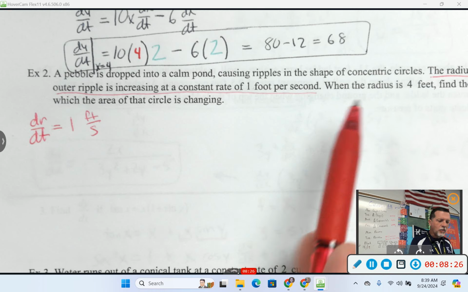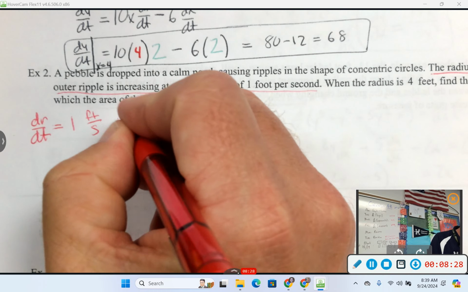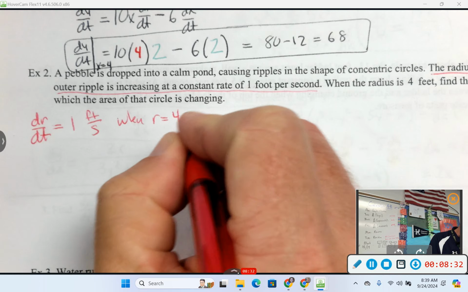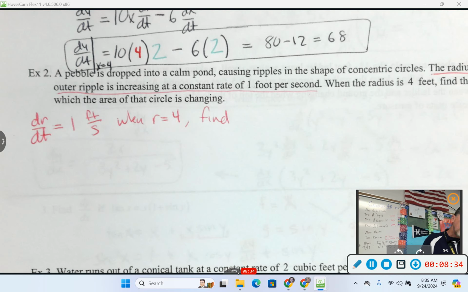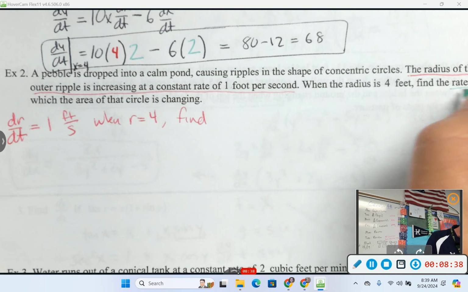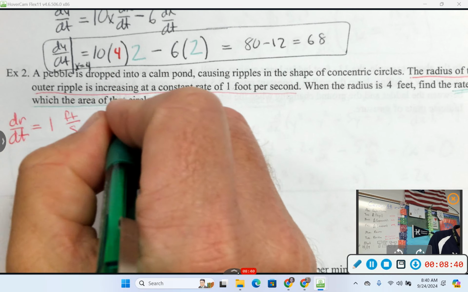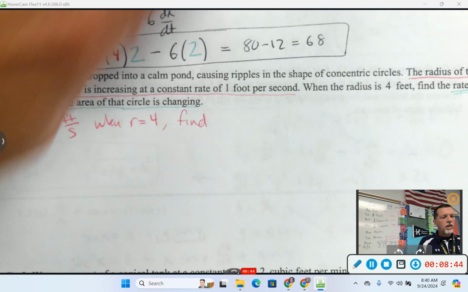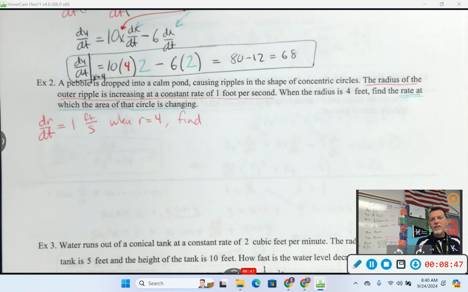When the radius is 4, okay, so there's an easy one. When r equals 4, find the rate at which the area is changing. Okay, rate is the giveaway that a derivative is involved.